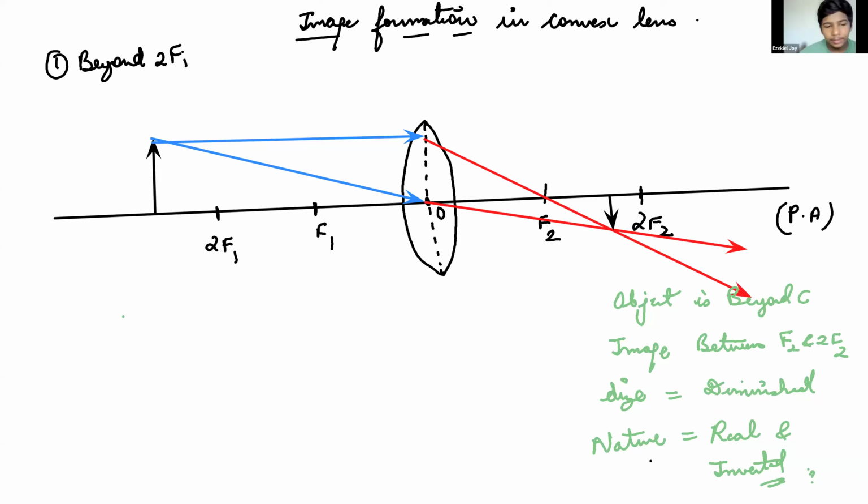Understood, guys? Sir, these lens rules and the mirror rules are different, right? Yes. For a lens, it is real and inverted if the image is on the opposite side. If it is on the same side, then it will become virtual. In a mirror, it's opposite: if it is on the same side, it's real and inverted. If it is behind the mirror, it will become virtual.